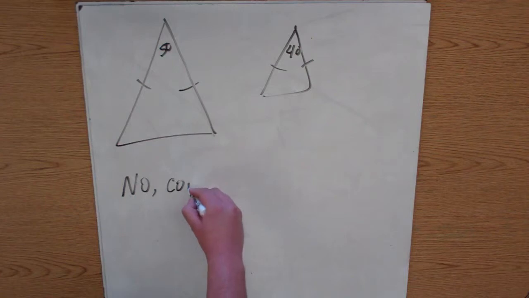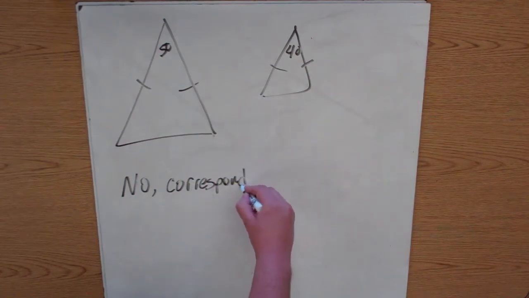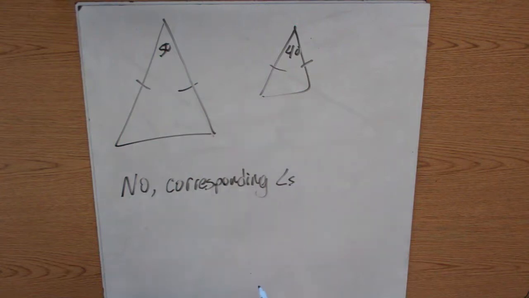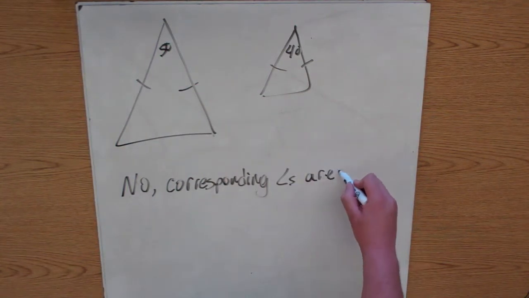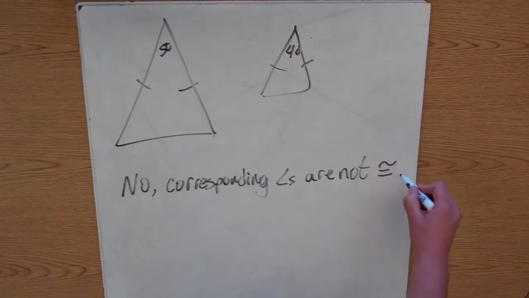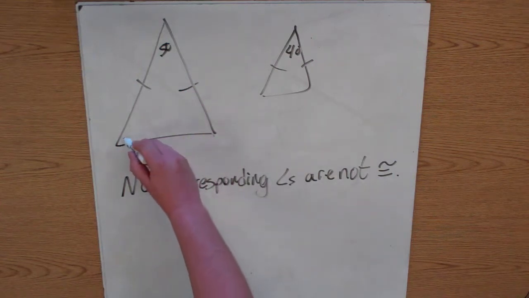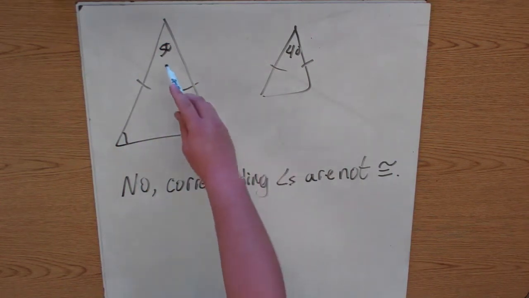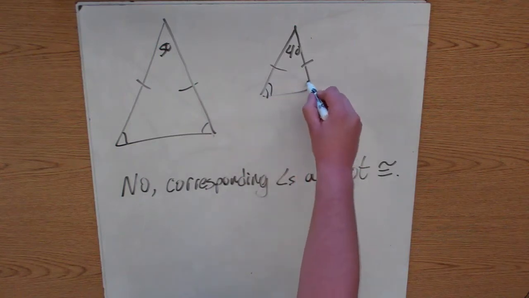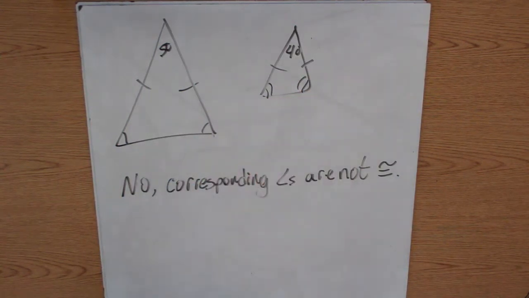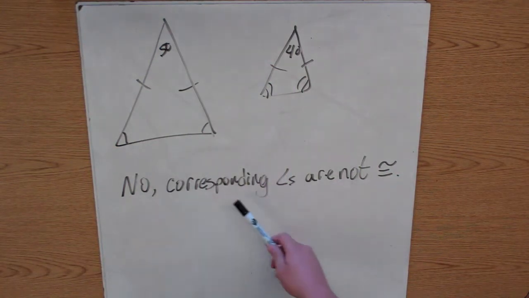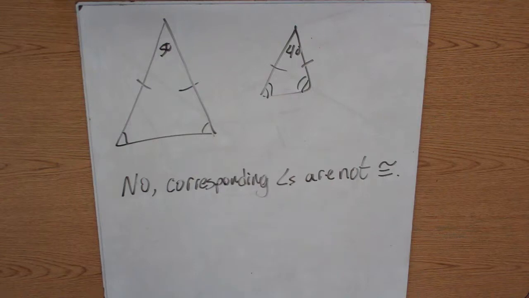Why? Corresponding angles are not congruent. All right, corresponding angles are not congruent, because if these two angles are congruent, that means we know this angle is congruent to this angle, but since our two vertex angles are not congruent, we automatically know that our base angles will not be congruent on the two triangles. So this one is no, because corresponding angles are not congruent, and corresponding angles have to be congruent. All right, let's move on.